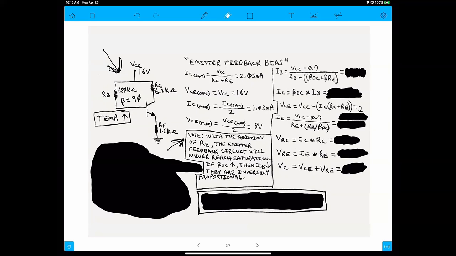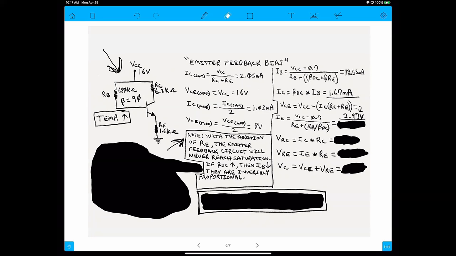Now the IB side, most of you got that. It should have been 18.53 microamps. And then for our IC, once we get IB, we can calculate for IC. If we multiply that times our IB with our beta DC, we come up with 1.67 milliamps. Now that we have IC, we can go ahead and calculate for VCE. So if we put those values into our formula, we're going to come out with about 2.97 volts.